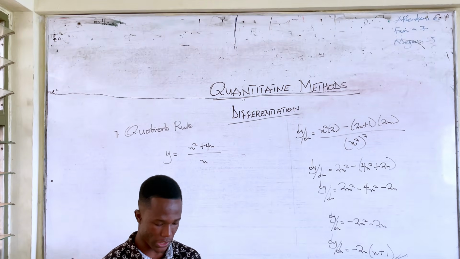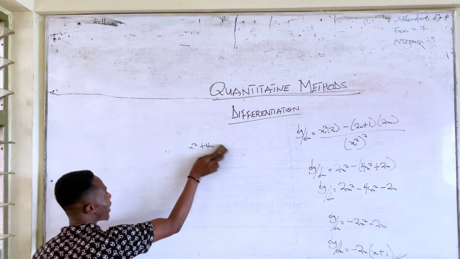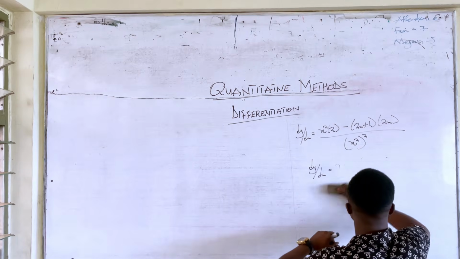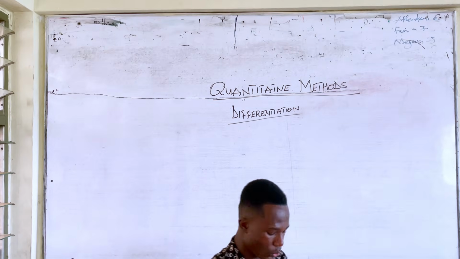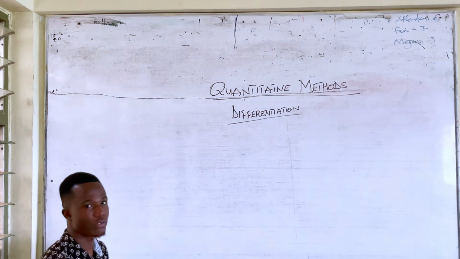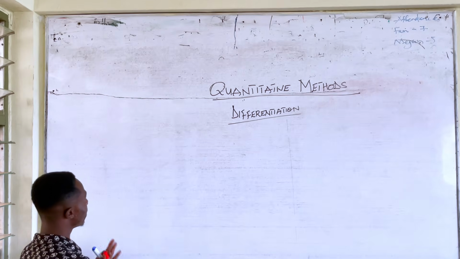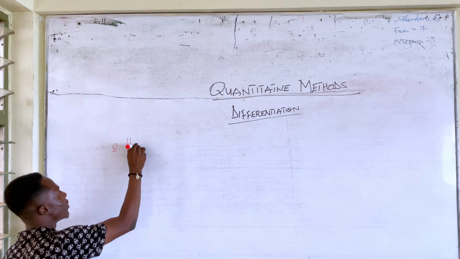Now let's move on to the next one, and it's very simple. That is finding higher derivatives. Okay, so how do we find higher derivatives? That is rule number 8, higher derivatives.